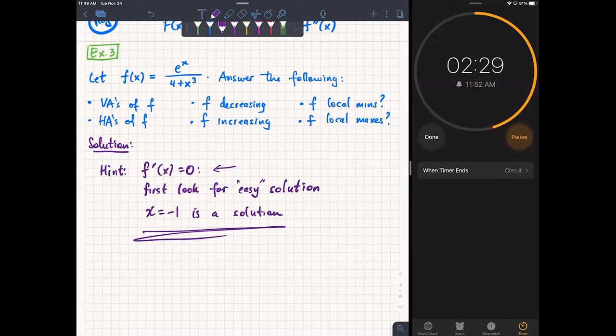So I gave you a second hint. X equals -1 is a solution to f prime of x equals 0 if you're at that point.